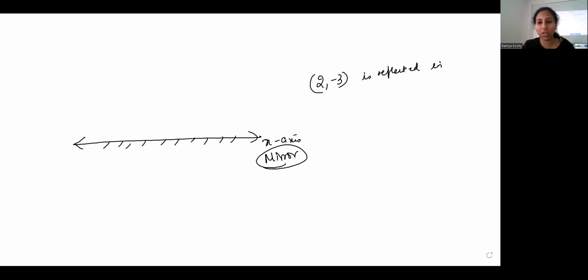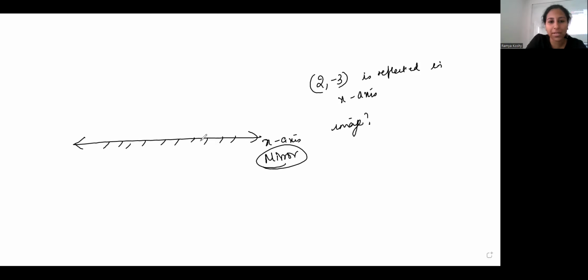It will be from coordinate geometry. Suppose you are having a point 2 comma minus 3 which is reflected in the x-axis, and they ask you what is the coordinate of the image. This may come as a standalone question if it's an MCQ, or it may be part of a bigger coordinate geometry question. If they ask you like this, what is happening?